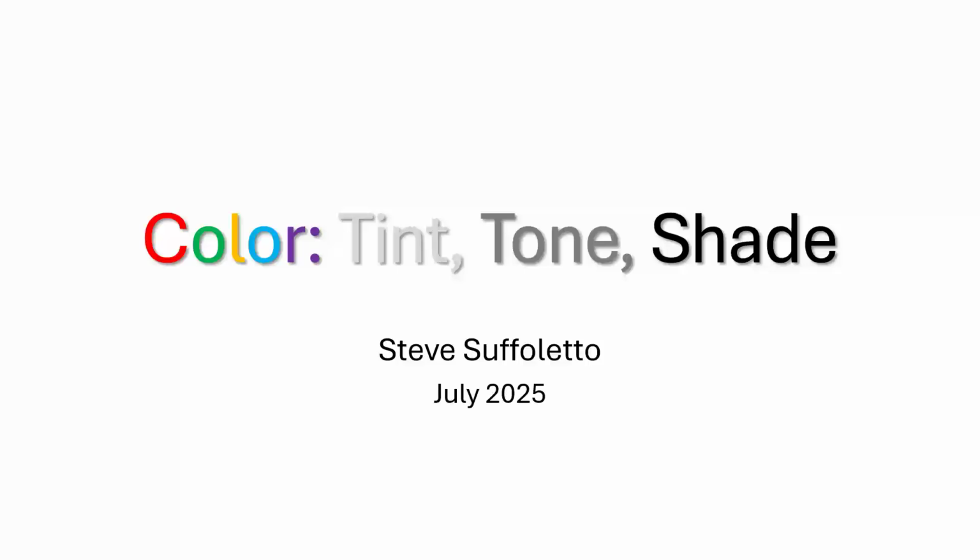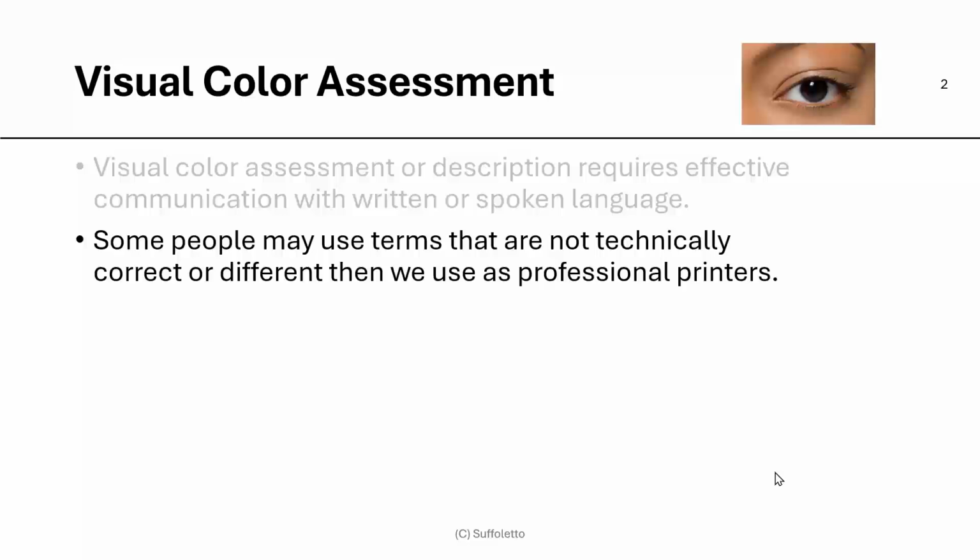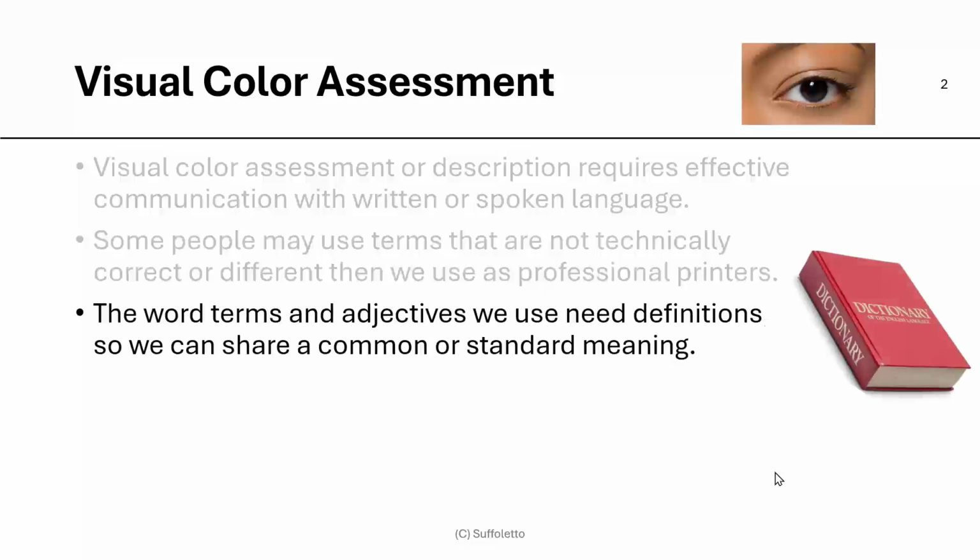This presentation is titled Color, Tint, Tone, and Shade. During this presentation, I will define and show visual examples of tints, tones, and shades. Visual color assessment or description requires effective communication with written and spoken language. Some people may use terms that are not technically correct or different than we use as professional printers. The terms and adjectives we use need definitions so we can share a common and standard meaning.